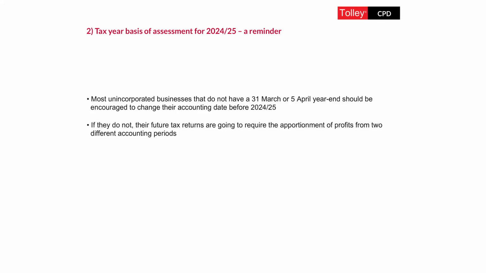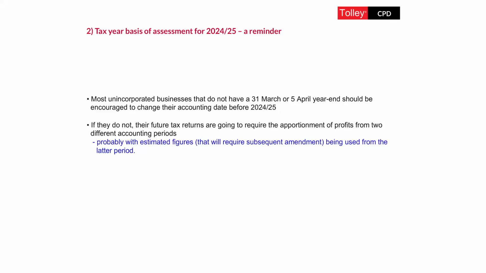If you don't change your accounting date before the year when the new rules come in, then it's going to mean that all future tax returns that you do are going to require some apportionment of profits across two different accounting periods. Obviously that's likely to involve estimated figures with subsequent amendments, and in fact there's a consultation going on at the moment, as you may know, about some easements they might make to deal with those sort of issues.